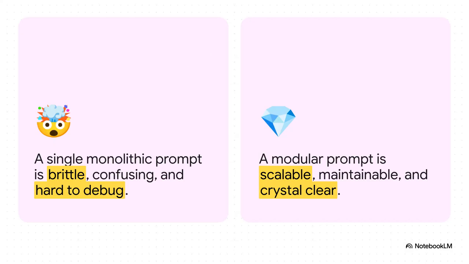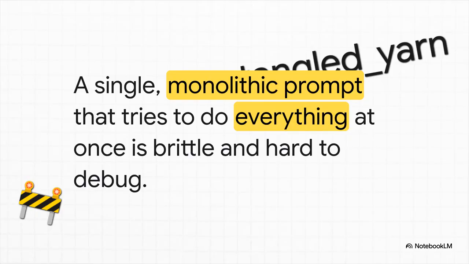In this slide, this really gets to the heart of it. On one side, you've got that single, monolithic prompt. It's brittle, it breaks easily, it's confusing, and it's a massive headache to debug. But on the other side, you've got the modular approach, which is scalable, super easy to maintain, and just crystal clear. Yeah, this old way of just cramming everything into one massive instruction just doesn't scale. It's kind of like trying to build a skyscraper with no blueprint. You make one tiny change in one spot, and boom, the whole thing can come crashing down. It's just unstable and, frankly, totally unreliable for serious work.